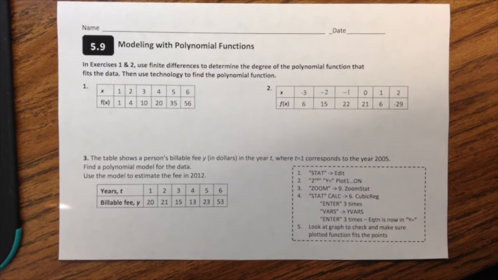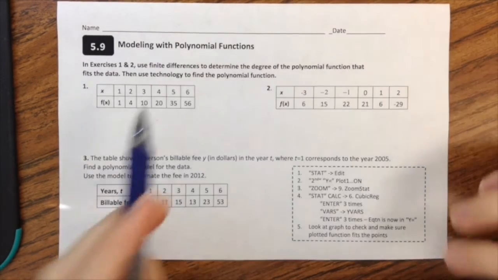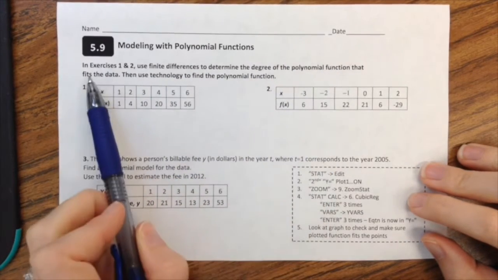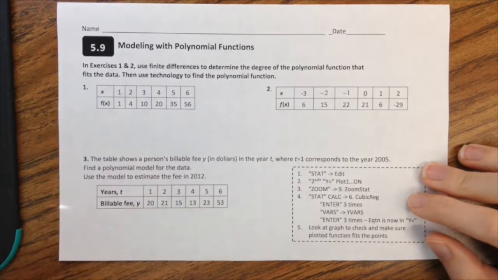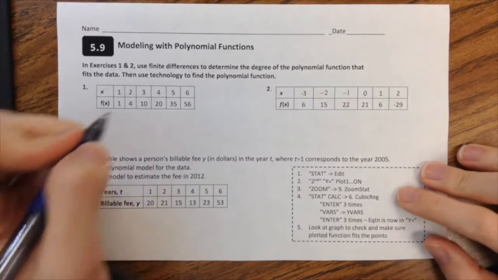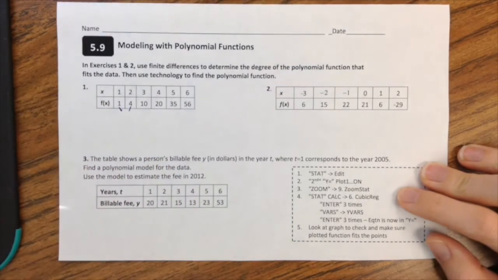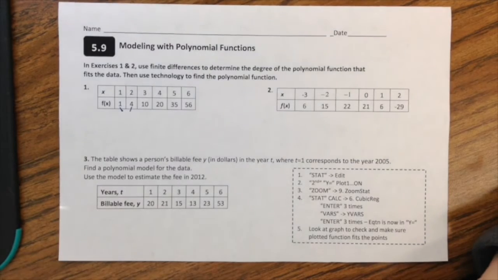So for the first two examples on your notes, it says to use finite differences to determine the degree of the polynomial function that fits the data. So to start with that, we have to use what's called finite differences. And finite differences is a fancy way of figuring out the difference between each of the y values. And y'all have done this before with quadratics. We're just taking it one step farther with cubic.